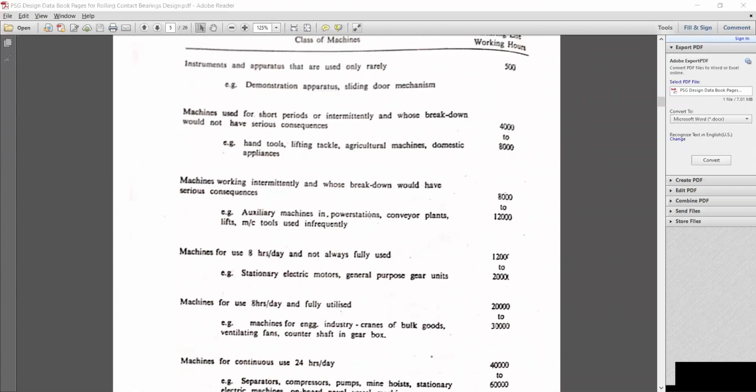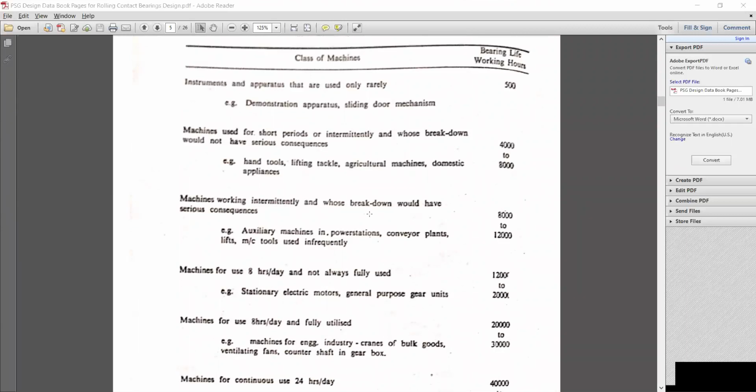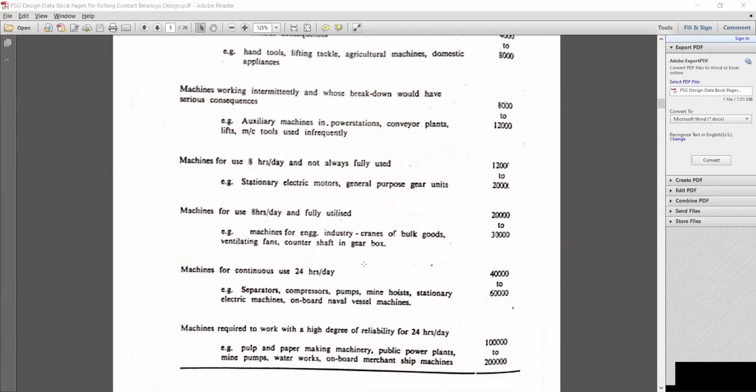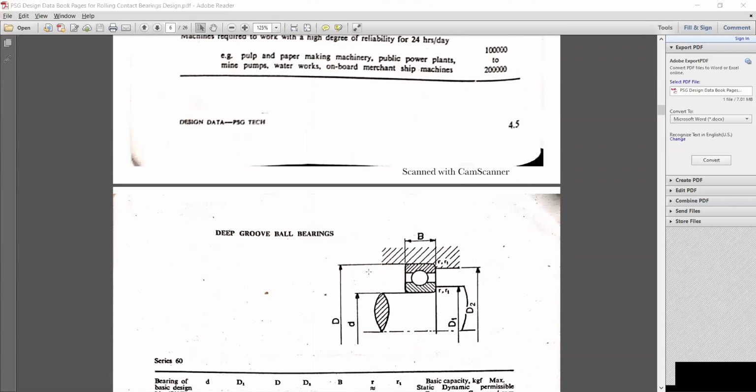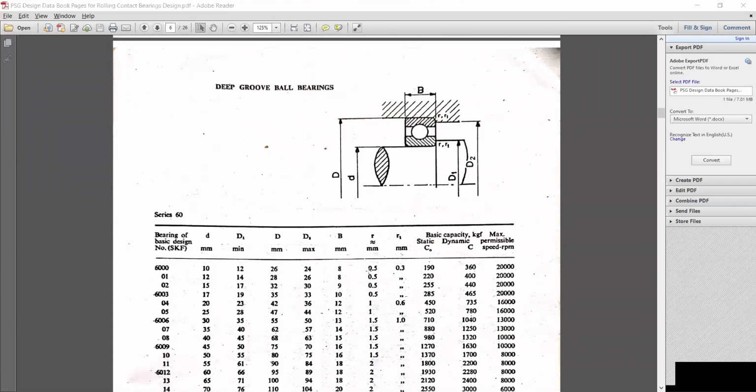If you consider any instrument or any apparatus, normally the life of the bearing is 500 working hours. So similarly, these standard values are provided. Next one is the different catalogs for different bearings.